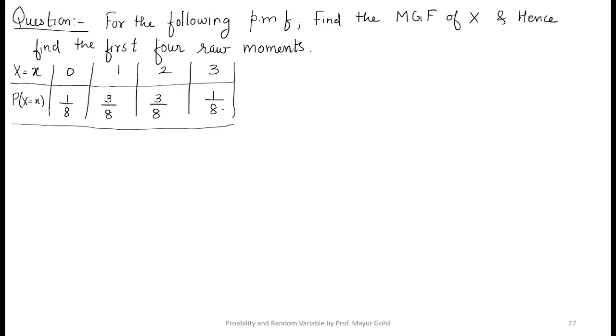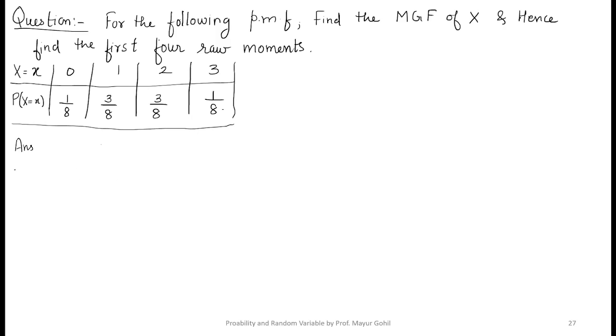In this video lecture I take up the following question: to find the MGF of the random variable x, and hence find the first four raw moments. So now let us see how to calculate this kind of question, because this can be a little tricky for some students. When it is said to find the MGF and hence find, first the MGF is to be found, and using the MGF we have to find the first four raw moments. So how do we solve this? We must be very careful while solving such a kind of question.